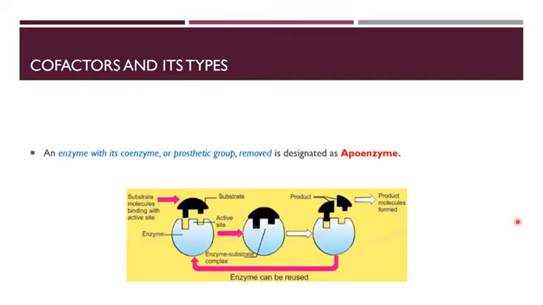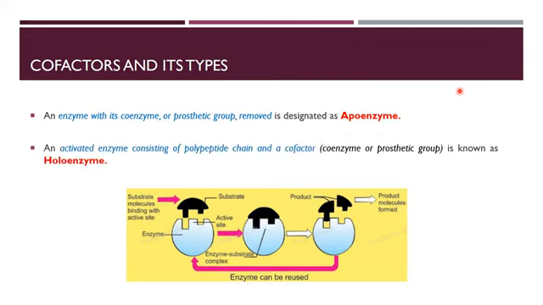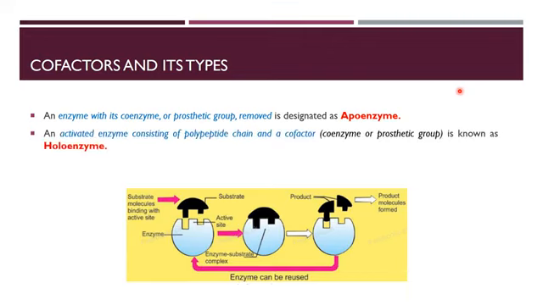An enzyme with its coenzyme or prosthetic group removed is known as an apoenzyme. You can see here, this enzyme has no attached cofactor, so it will be known as an apoenzyme. Apo means away. An apoenzyme is an enzyme away from its prosthetic group, coenzyme, or cofactor. But if an enzyme has an attached cofactor, whether coenzyme or prosthetic group, which are the types of cofactors, it will be known as a holoenzyme. Holo means complete, or an activated enzyme.